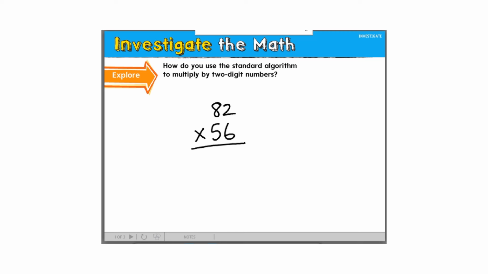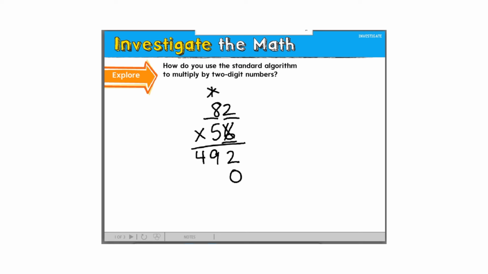Here they are. 82 times 56. Ready? 6 times 2 is 12. So I'm going to regroup the 1, put the 2 underneath. Remember, I'm ignoring the 5 for now. 6 times 8 is 48, plus 1 is 49. I'm going to put a 0 underneath. And now I'm going to cross out this, and I'm going to cross out this.